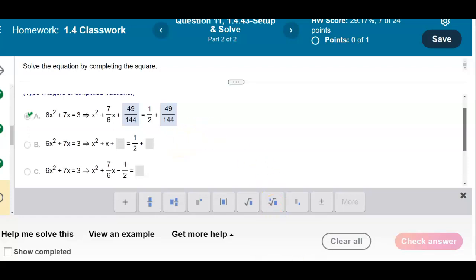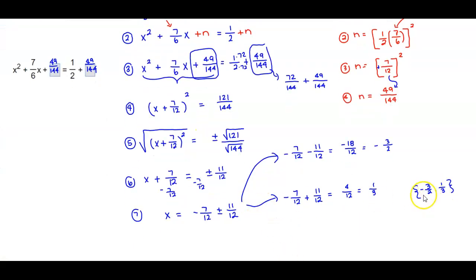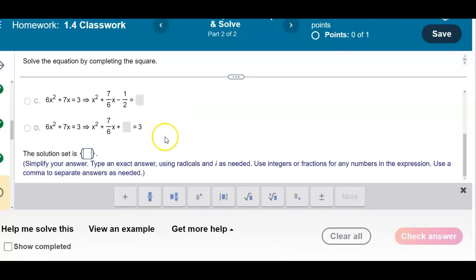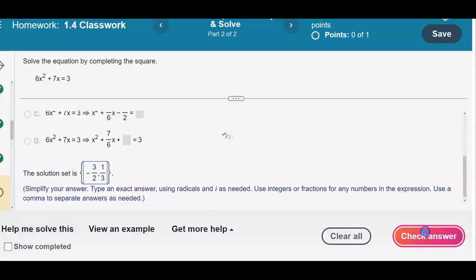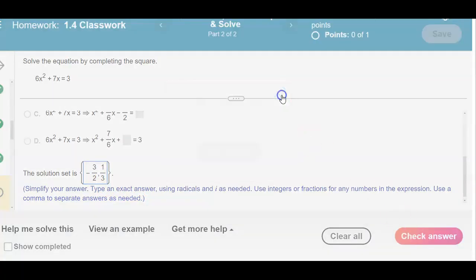At the very end, we need to write our solutions. So we have negative 3 over 2 and then 1/3. Let's go ahead and put that result in for our solution set: negative 3 over 2, comma, 1/3. Let's check our answer. And there is our result.